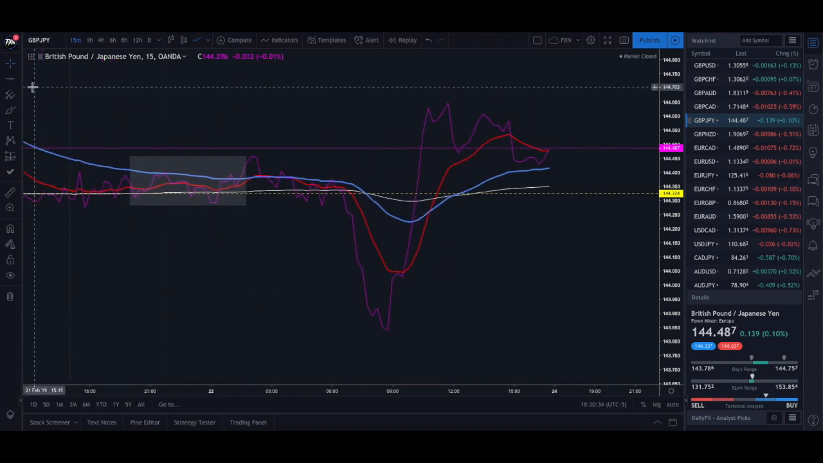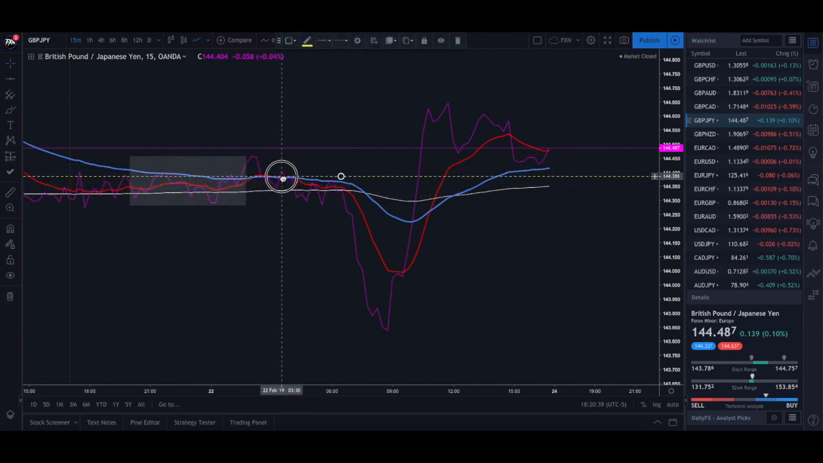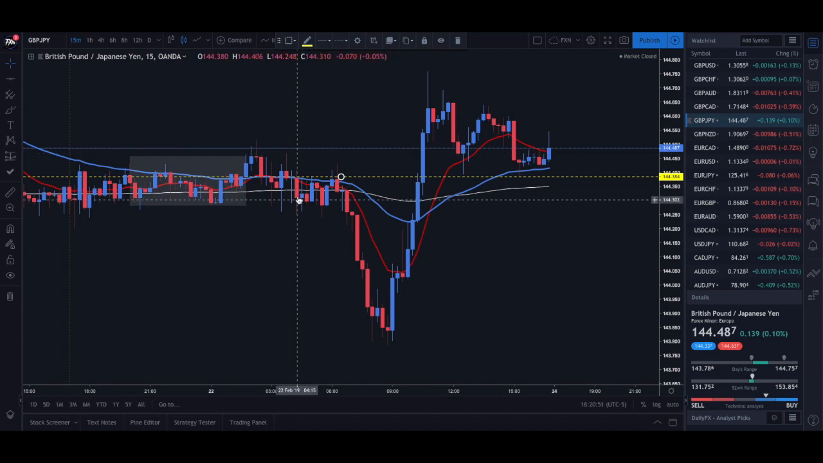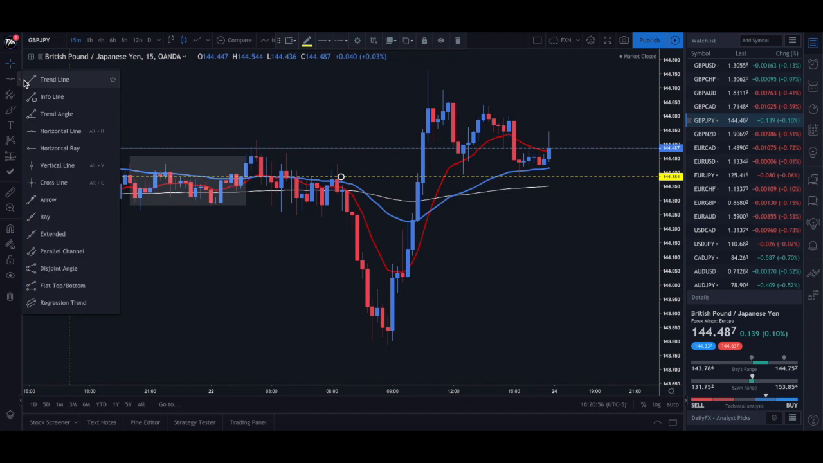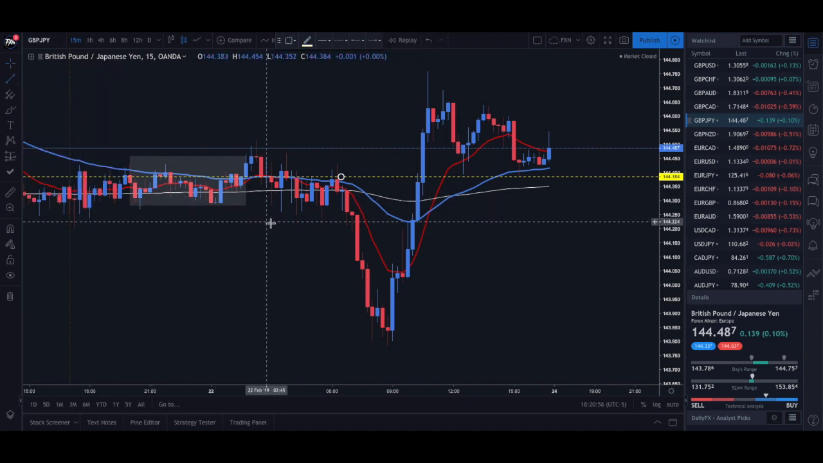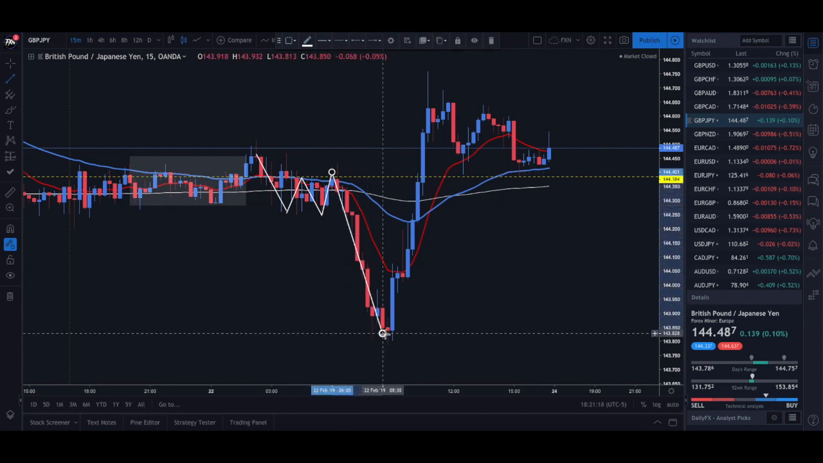Well, if you really wanted to, you could have taken a type 3 setup from here, like 6 o'clock, right? It keeps coming back up and touching the middle of the range, the middle of the range, the middle of the range. So it comes down, comes back up, and then finally drops.